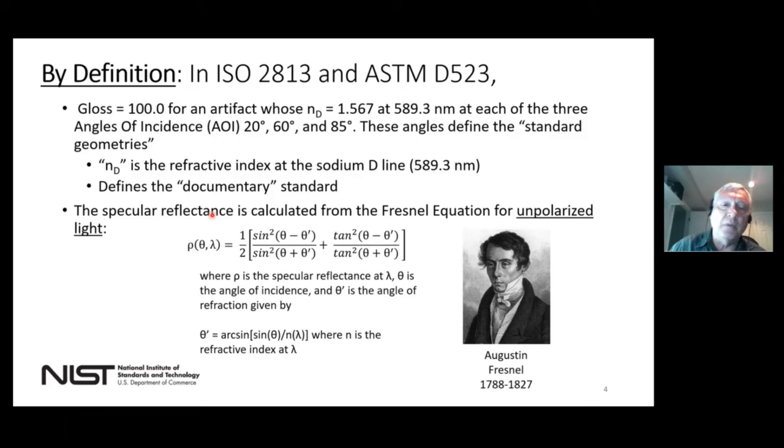But considering for the moment the case of the documentary standard at each of the three angles of incidence, it would be given by the Fresnel equation shown here at the center, where I'm assuming the incident light is unpolarized. We need the specular reflection to calculate gloss. In this equation, theta is the angle of incidence in air, and theta prime is the arc sine of the ratio of sine theta divided by the refractive index.